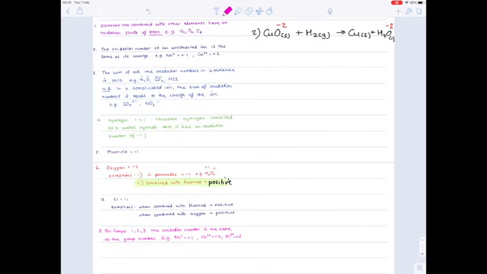Copper now, well, we know the net charge of copper oxide is 0, so by definition copper must therefore have an oxidation state of +2.